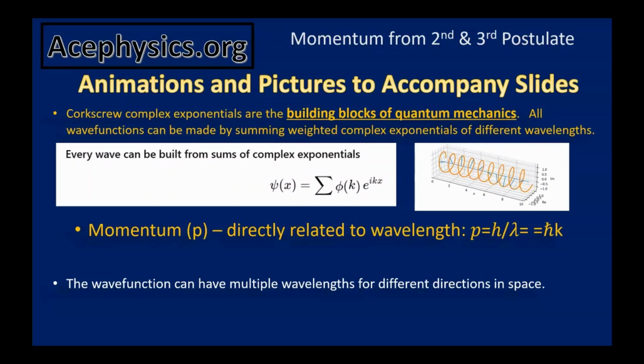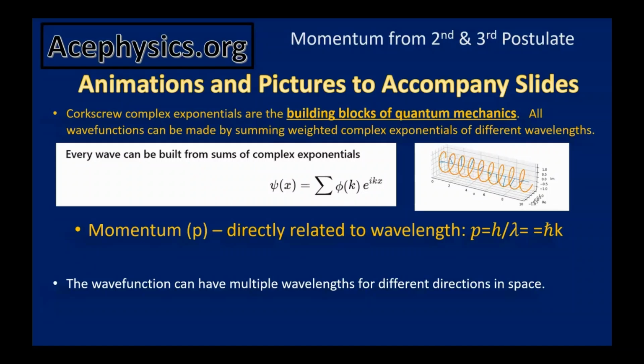Now let's discuss momentum. Corkscrew complex exponentials are the building blocks of quantum mechanics. Any wave function can be constructed as a weighted sum of complex exponentials with different wavelengths. This is an example of a corkscrew-shaped wave, like the one on the previous slide. It's essential to understand this function.